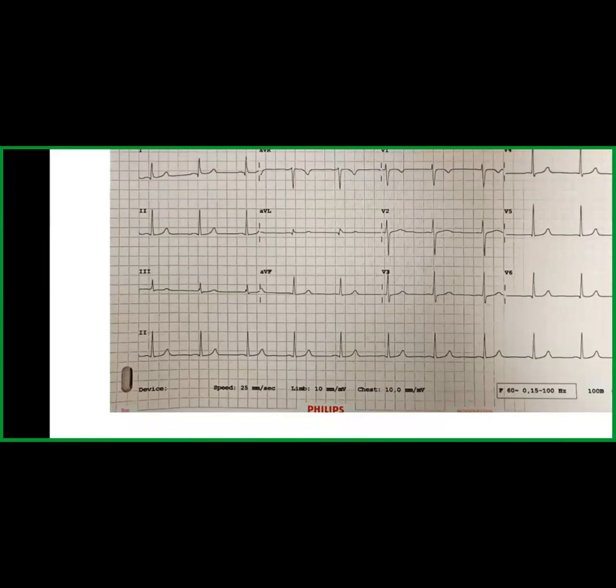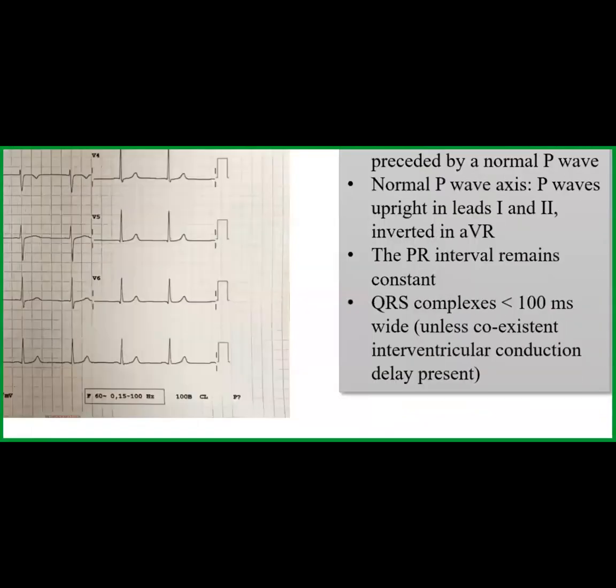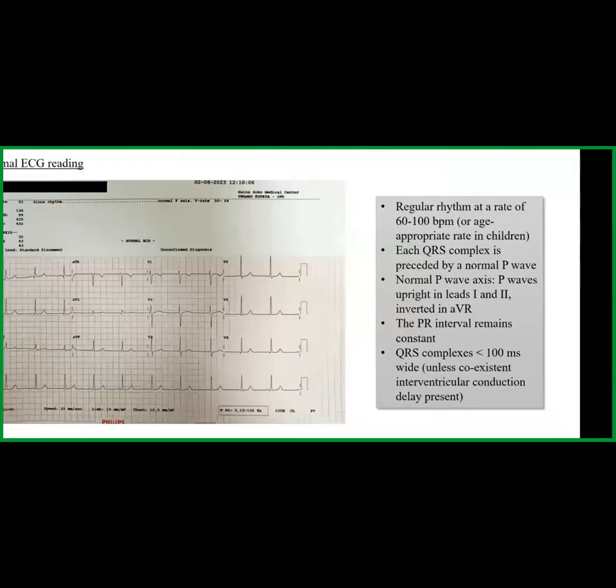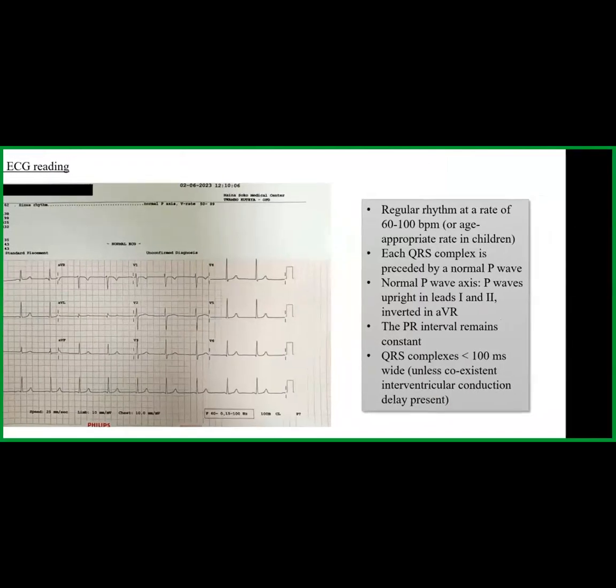On an ECG graph, a small square will be 1 millisecond, and the large square itself will be 10 milliseconds. So as we can see here, this QRS complex is less than 100 milliseconds in terms of its width. And this phenomenon, unless it's coexistent with IV conduction delay, is termed normal.